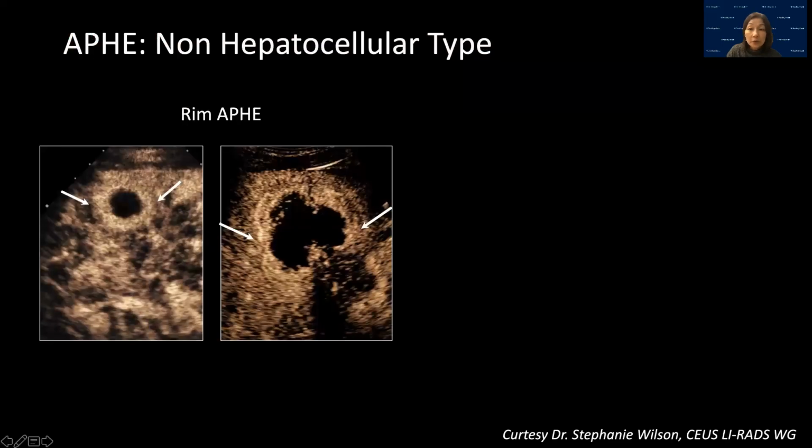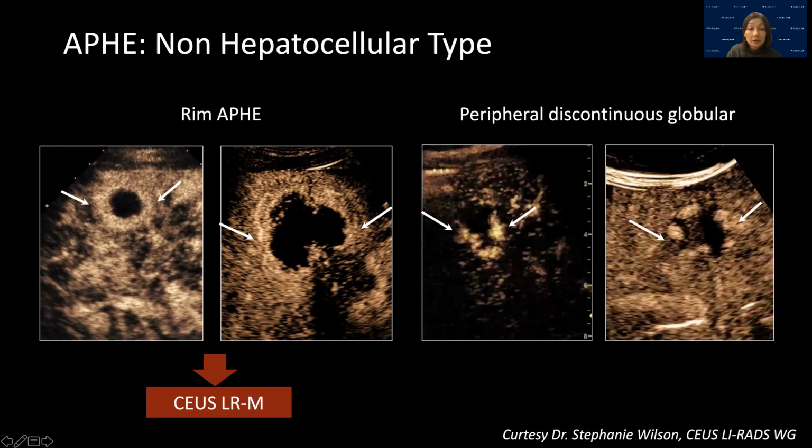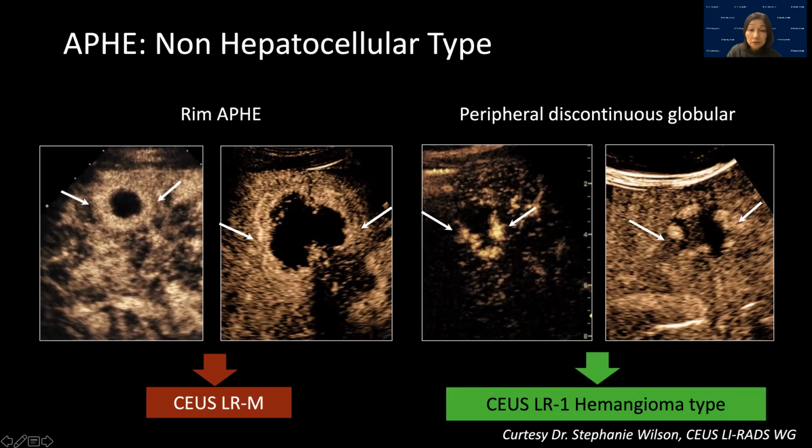Let's review some of the important imaging features. These are non-hepatocellular type AFI. Here are some examples of rim AFI, which is a major feature for LIRADS M. So these are LIRADS M. Now, these are peripheral discontinuous globular AFI, which is a major feature for hemangioma. So these are going to be LIRADS 1.